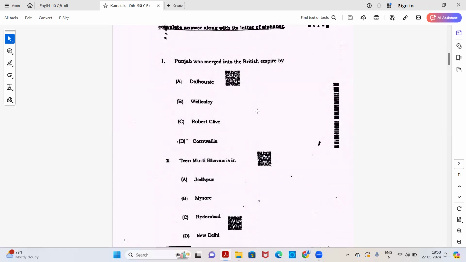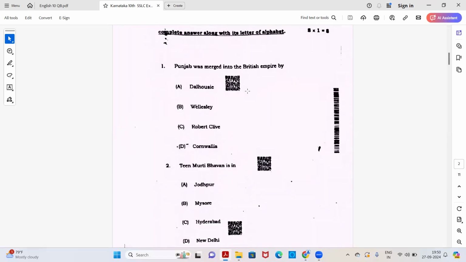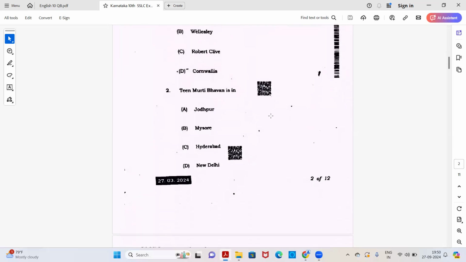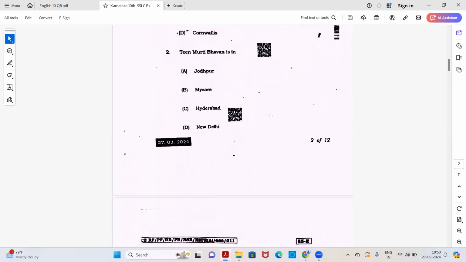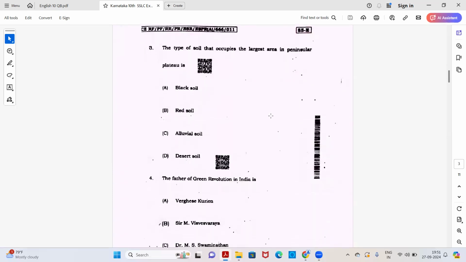So first question: Punjab was merged into the British Empire by Dalhousie, Wellesley, Robert Clive, or Cornwallis. Second question again: Teen Murti Bhavan is in Jodhpur, Mysore, Hyderabad, or New Delhi. Third question: the type of soil that occupies the largest area in the Peninsular Plateau is black soil, red soil, alluvial soil, or desert soil.